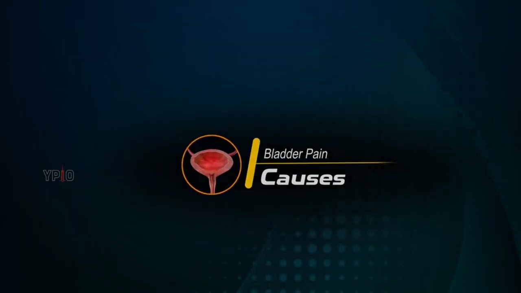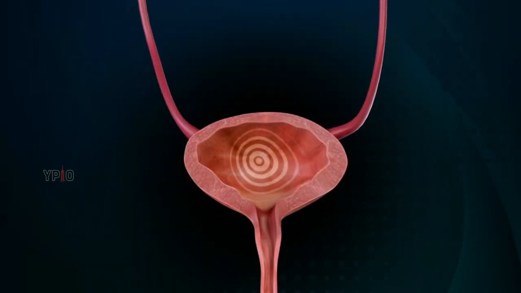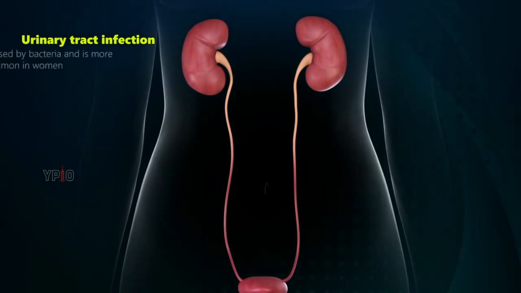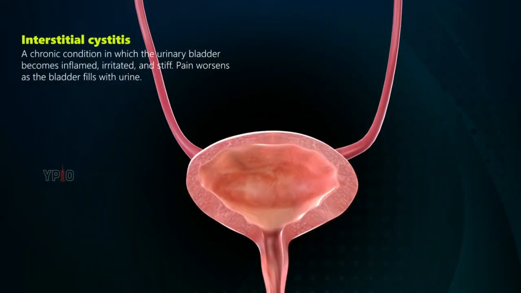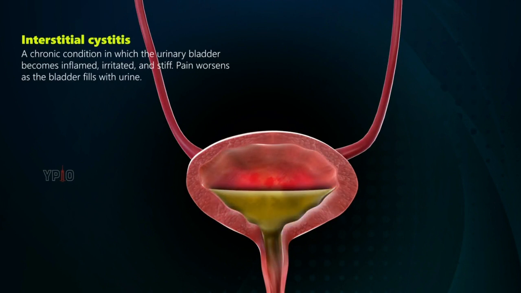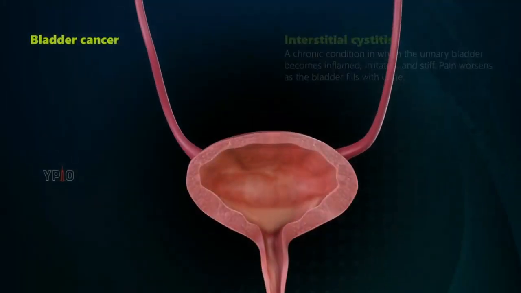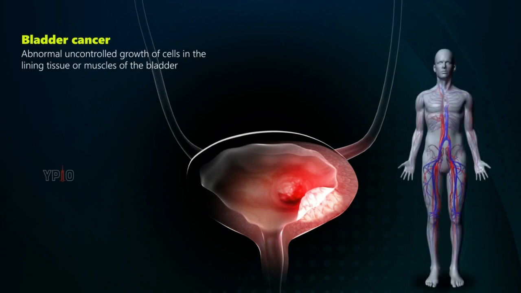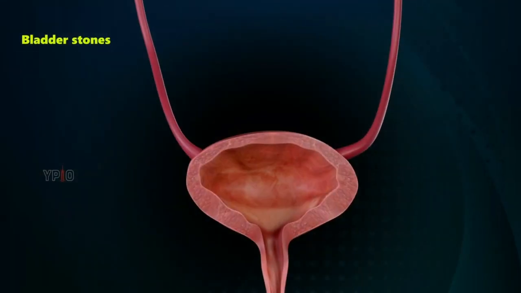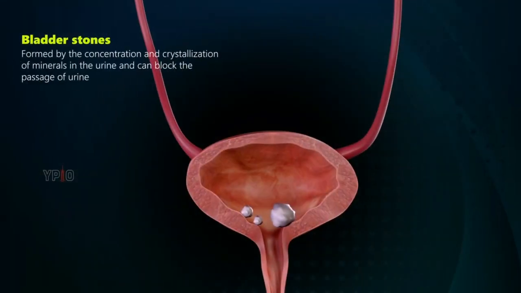Causes. Bladder pain may be associated with conditions such as urinary tract infection, usually caused by bacteria and more common in women. Interstitial cystitis, a chronic condition in which the urinary bladder becomes inflamed, irritated, and stiff. Pain worsens as the bladder fills with urine. Bladder cancer, abnormal, uncontrolled growth of cells in the lining tissue or muscles of the bladder that can spread to other regions of the body. Bladder stones, formed by the concentration and crystallization of minerals in the urine, can block the passage of urine.